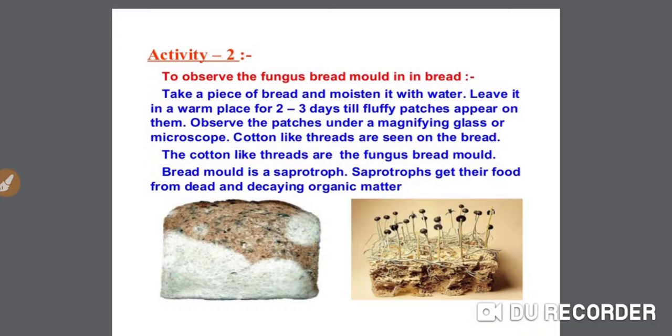Cotton-like threads are seen on the bread. The cotton-like threads are the fungus bread mold. Bread mold is a saprotroph, and saprotrophs get their food from dead and decaying organic matter.